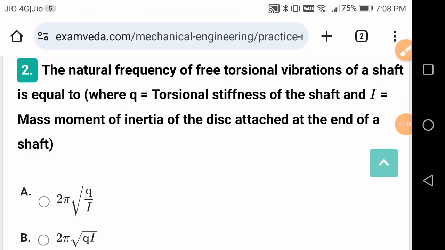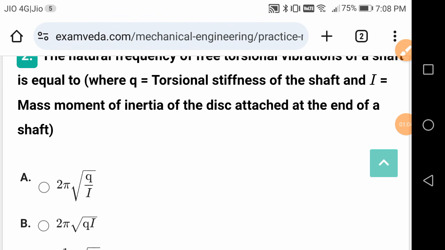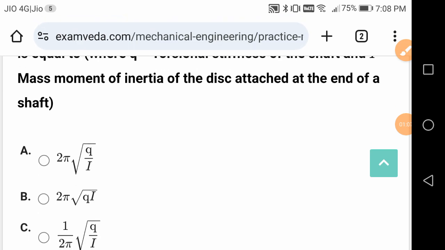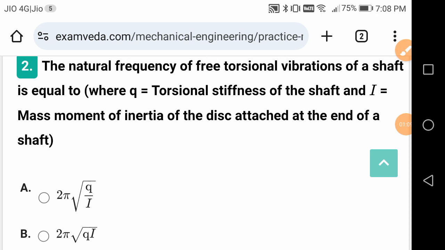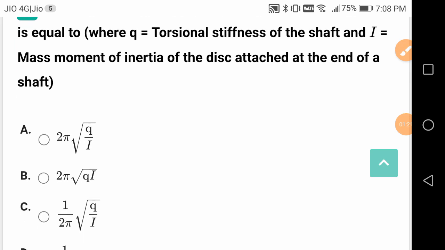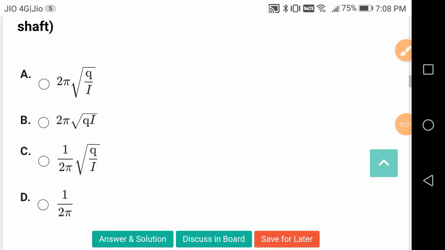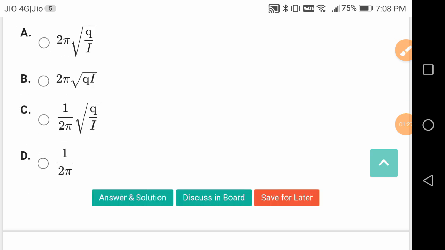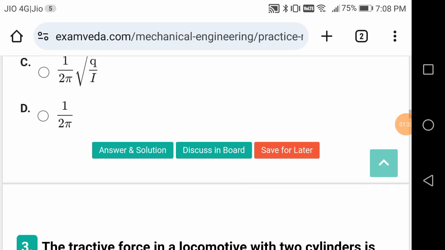The natural frequency of free torsional vibrations of a shaft is equal to 1 by 2 pi root of q by I, where q is torsional stiffness and I is mass moment of inertia. The role of mass in linear motion is played by mass moment of inertia in angular motion, and torsional stiffness is equal to torque per unit angular deflection, something like linear stiffness is equal to force required per unit linear deflection. So the answer here is 1 by 2 pi root of q by I.